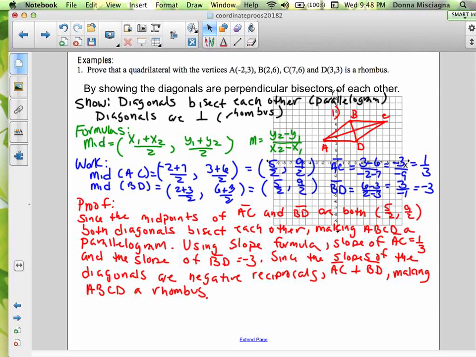Then we use the slope formula, and we found the slope of AC to be 1/3 and the slope of BD to be -3. Since the slopes of those diagonals are negative reciprocals, I would put in the word diagonals because it's the diagonals we were working with. And it's the diagonals that have to be perpendicular. So since the slopes of the diagonals are negative reciprocals, AC is perpendicular to BD, making ABCD a rhombus. So there we go. There's our first proof.